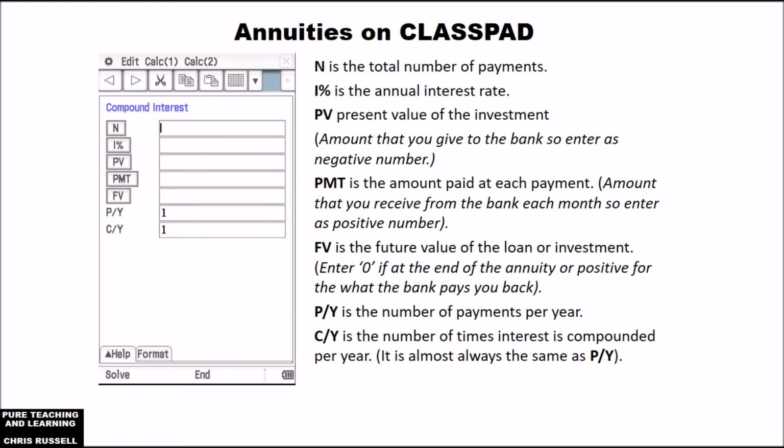PMT is the amount paid at each payment, amount that you receive from the bank each month, so enter as a positive number. FV is the future value of the loan or investment, so enter a 0 if at the end of the annuity, or positive for what the bank pays you back. PY is the number of payments per year. CY is the number of times interest is compounded per year. It is almost always the same as PY.